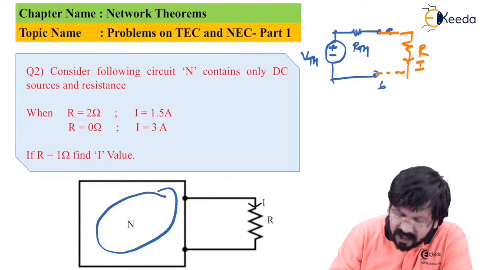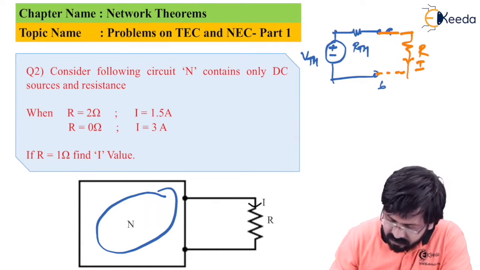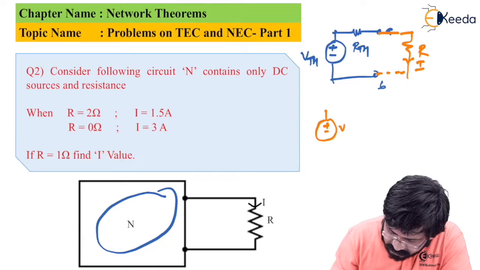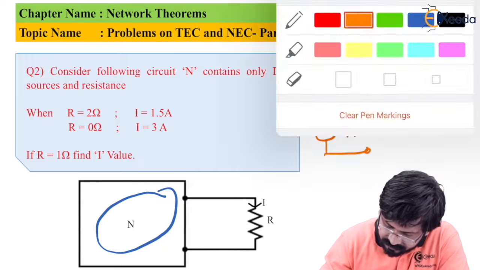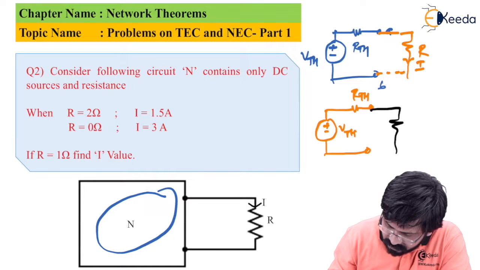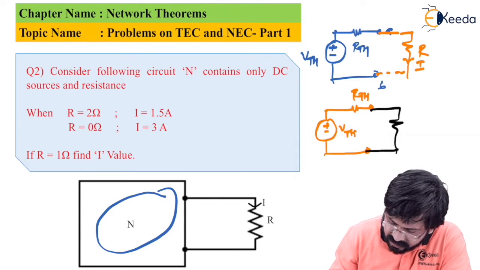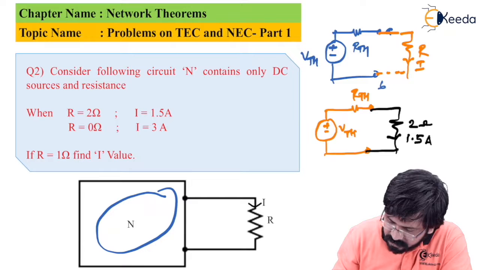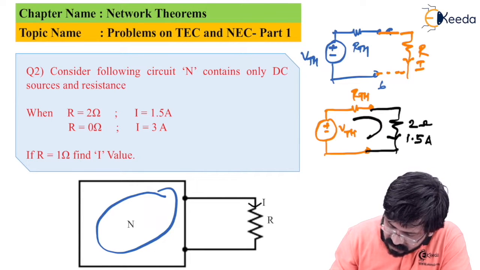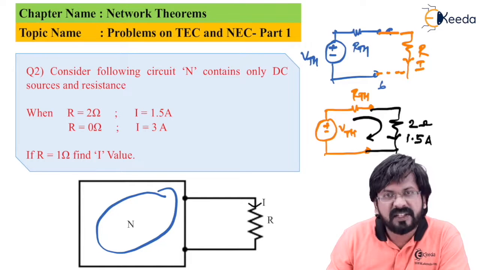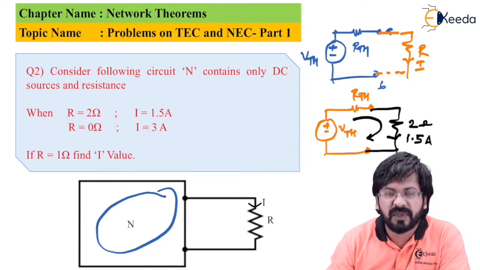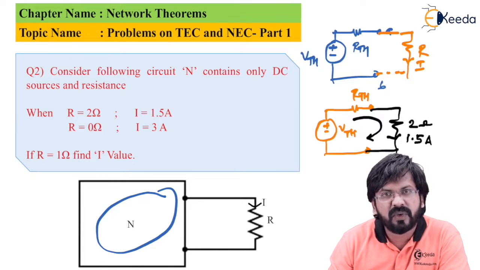In case number 1, they say R is equal to 2 ohms and I equal to 1.5 ampere. So I'll get VTH and RTH, which is nothing but the given network. Thereafter, there is R connected having 2 ohms value, through which a current of 1.5 ampere is flowing. I can say this 1.5 ampere is a loop current. Referring to the circuit, I can get an equation for current by Ohm's law, that is voltage is equal to current into resistance.